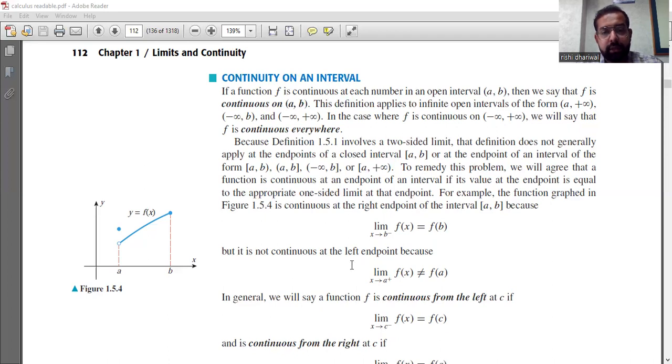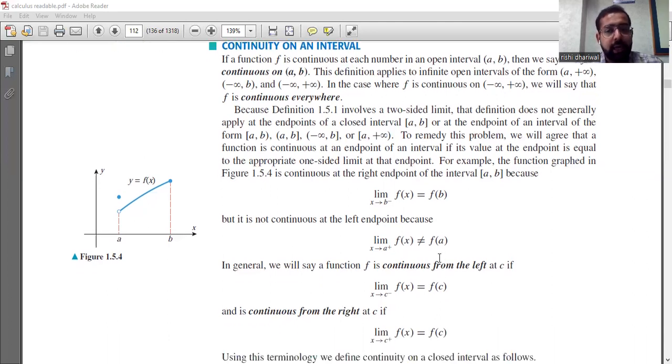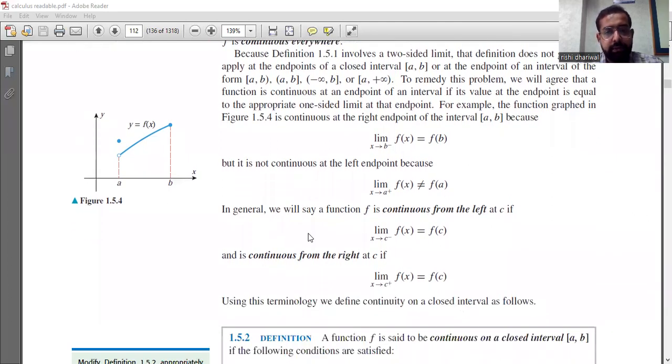But it is not continuous at a left-hand point because the limit as x approaches a from the positive side of f(x) doesn't equal f(a). In general, we will say that a function is continuous from the left at c if the limit as x approaches c from the negative side of f(x) is equal to f(c), and is continuous from the right at c if the limit as x approaches c from the positive side of f(x) is equal to f(c).